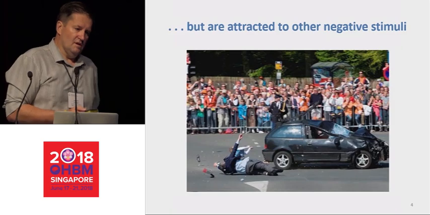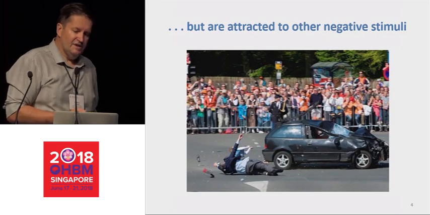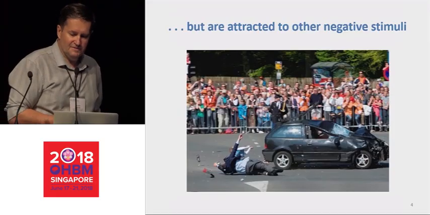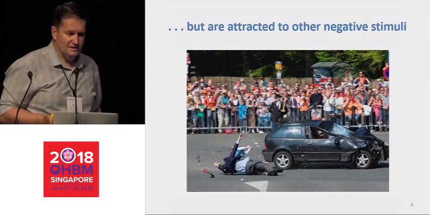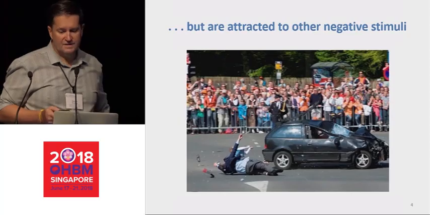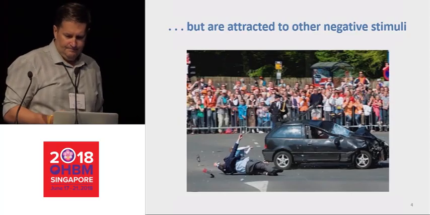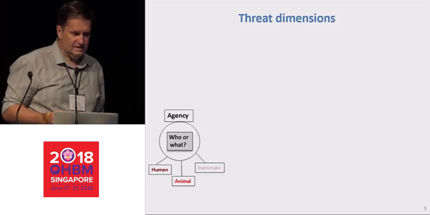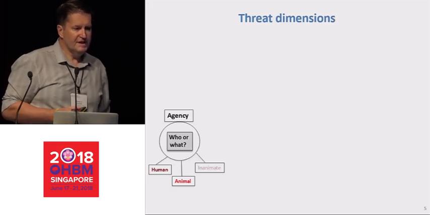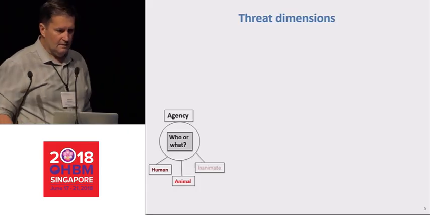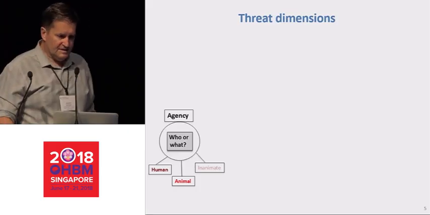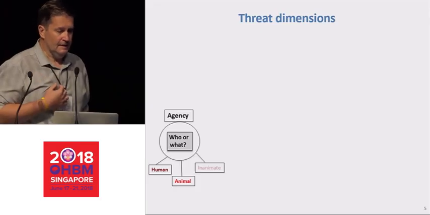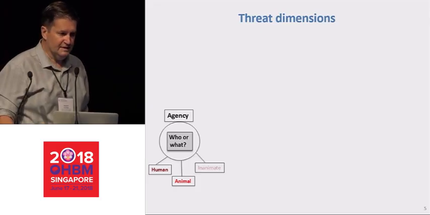So, some years back, we decided to figure out what it is that actually attracts people to some stimuli and makes them withdraw from other stimuli. So, let me talk about the threat dimensions. The first threat dimension that we identified is agency.